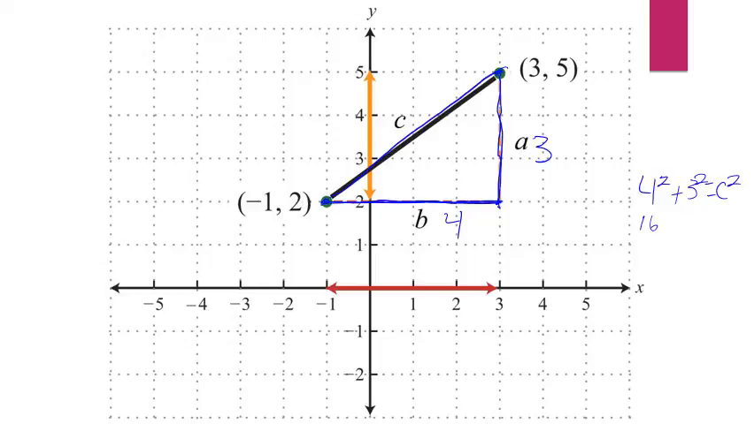4 squared is 16. 3 squared is 9. It equals c squared. This is 25 equals c squared. Can't have the squared, so c equals 5. So this distance is 5. And that's how we can use the Pythagorean theorem to measure a distance when we have 2 points.